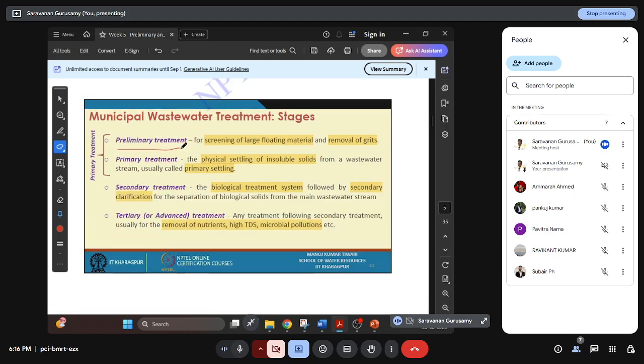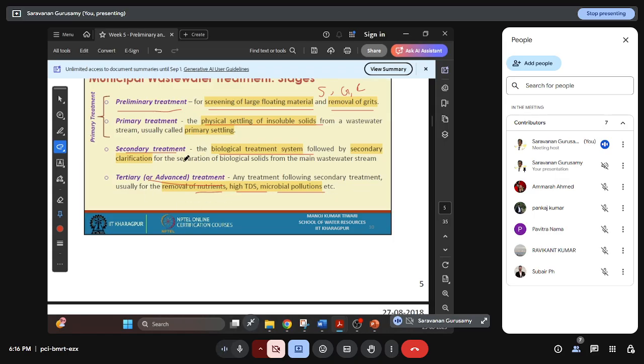So preliminary treatment contains screens that will remove the large floating particles; the grit chamber will come, and the breakdown of particles by comminution. And then primary treatment will follow, with physical settling of insoluble solids. Then secondary treatment will follow, a biological treatment that will remove the organics. Then tertiary treatment will remove nutrients, TDS, and microbes. Whatever we had seen in the last diagram, that is what is discussed here.